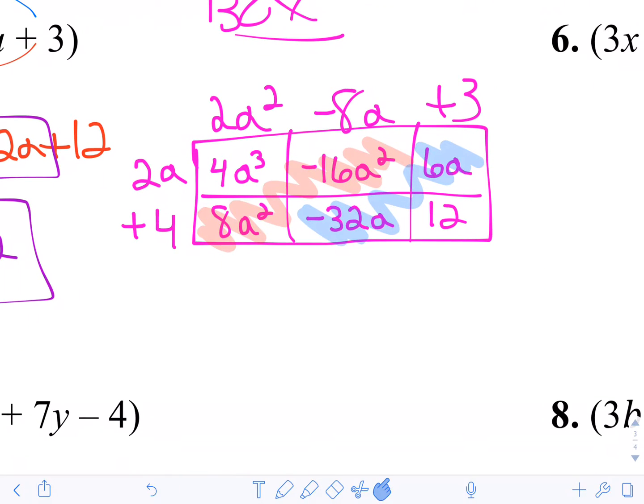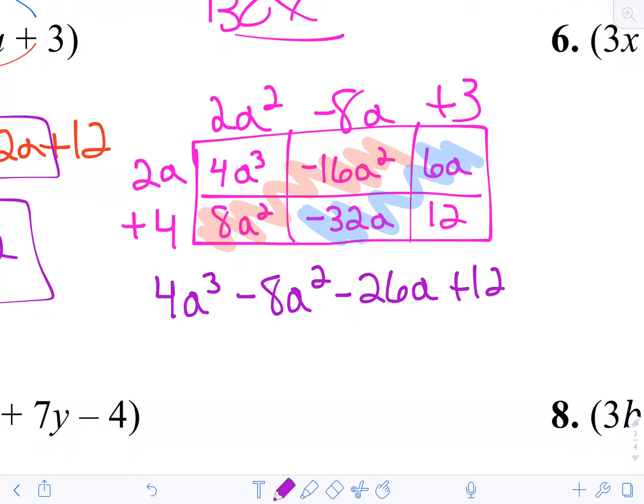So what we have here is 4a cubed. We have 8 minus 16, which is a negative 8a squared. Negative 32 and a positive 6 give us negative 26a. And then you have this plus 12 hanging out by itself.